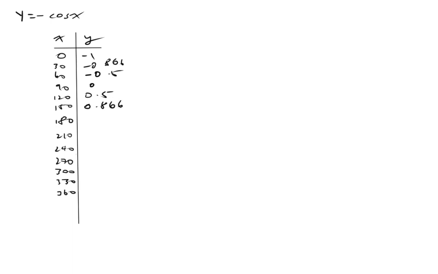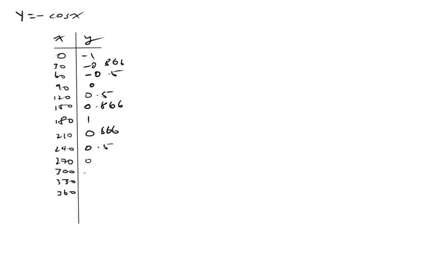Then we have negative cos 180, which is equal to 1. Then we have negative cos 210, which is equal to 0.866. Then we have negative cos 240, which is equal to 0.5. We have negative cos 270, which is equal to 0.